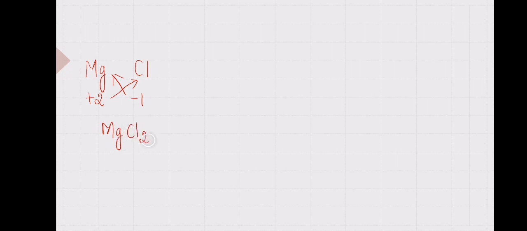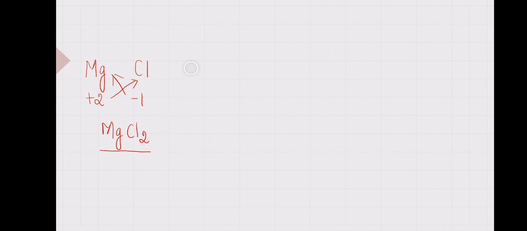Next, we will see magnesium chloride. So magnesium's symbol is Mg. For chlorine it is Cl. For magnesium it is +2. For chlorine it is -1. Crisscross their valencies. MgCl2. This is the formula of magnesium chloride.